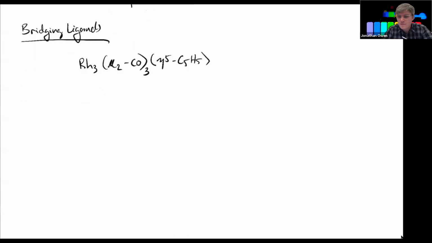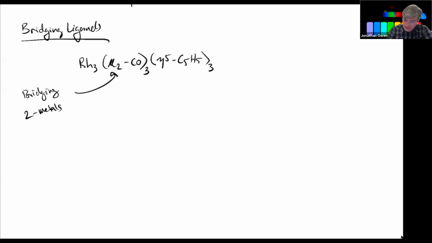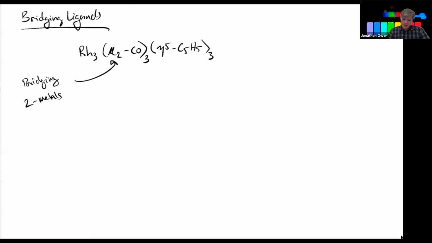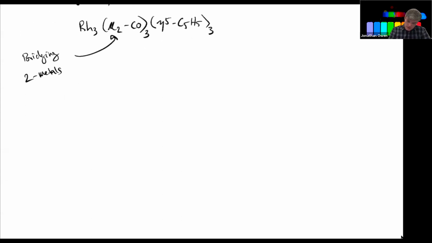What does μ2-CO mean? That means bridging 2 metals. Mu2 means bridging 2 metals. η5-C5H5 is what ligand? Cyclopentadienide or cyclopentadienyl. Makes 5 connections. Sorry, there are 3 of these guys. I left off a 3 there. So you've got a trirhodium complex with 3 cyclopentadienyls and 3 μ2-COs. What does that thing look like? Any guesses?